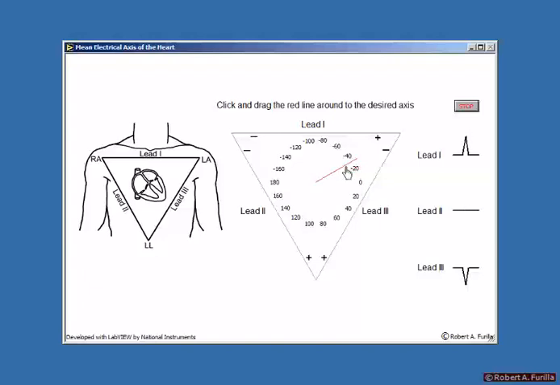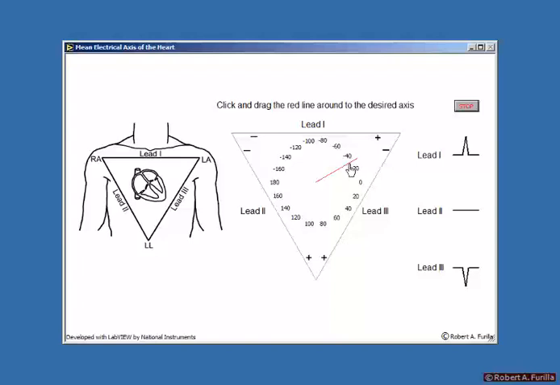Continue moving it around. And here we see minus 60, which is the mean axis that we saw in the PowerPoint presentation. Cardiologists consider the normal mean electrical axis to occur when neither lead 1 nor lead 2 has a downwardly deflecting R wave. In this case, I'm looking at 90. Lead 1 does not have a downwardly deflecting R wave, nor does lead 2. And if I move this around, I see lead 1 and lead 2 are both upwardly deflecting. And finally, at minus 30, neither of them are downwardly deflecting.